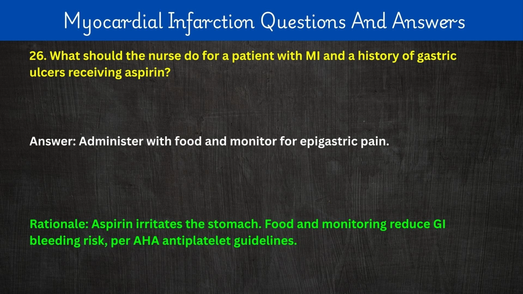26. What should the nurse do for a patient with MI and a history of gastric ulcers receiving aspirin? Answer: administer with food and monitor for epigastric pain. Rationale: aspirin irritates the stomach. Food and monitoring reduce GI bleeding risk, per AHA antiplatelet guidelines.